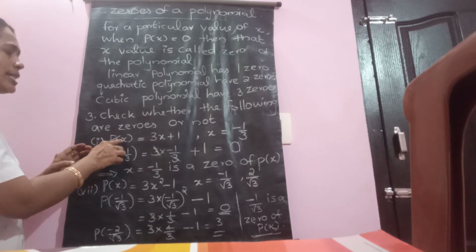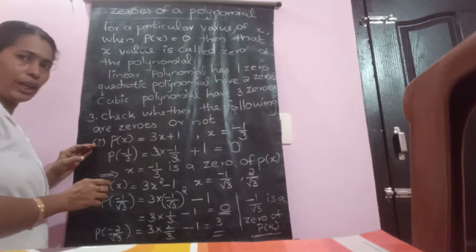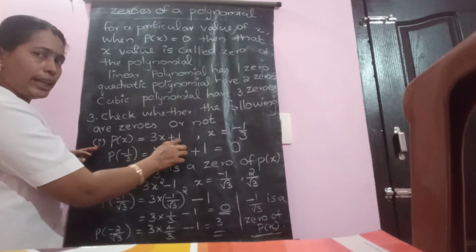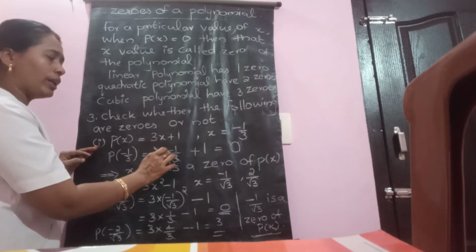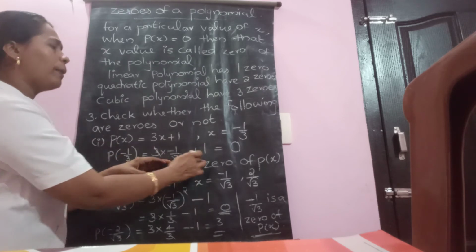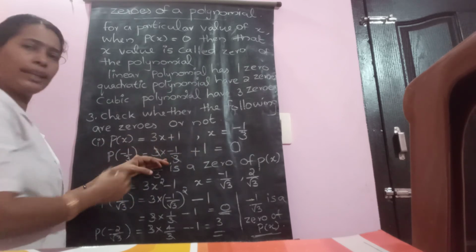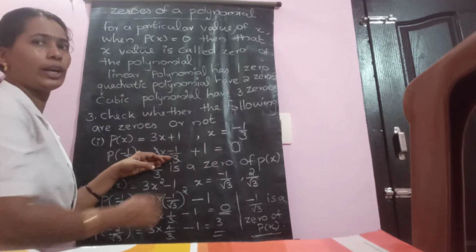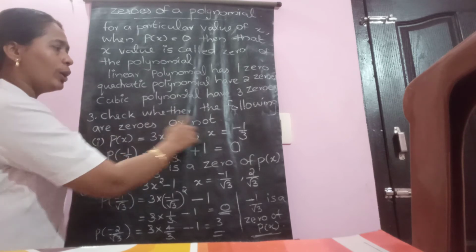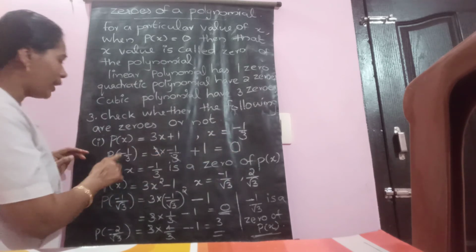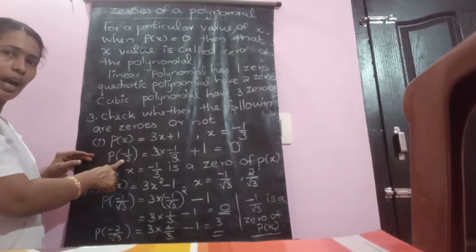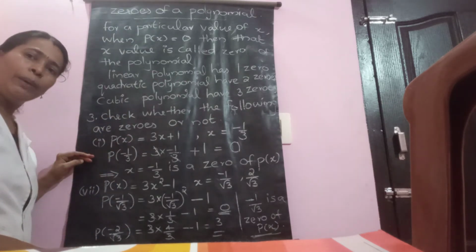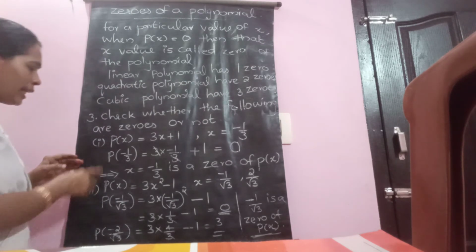For that, instead of x, you substitute the given x value. P of minus 1 by 3 is 3x plus 1, so 3 into minus 1 by 3 plus 1. Where 3 and 3 get cancelled, then we have minus 1 plus 1. What will be minus 1 plus 1? 0. See, you got the whole answer as 0. So what will you call this minus 1 by 3? Minus 1 by 3 is a zero of the given polynomial. Okay, let us see another question.